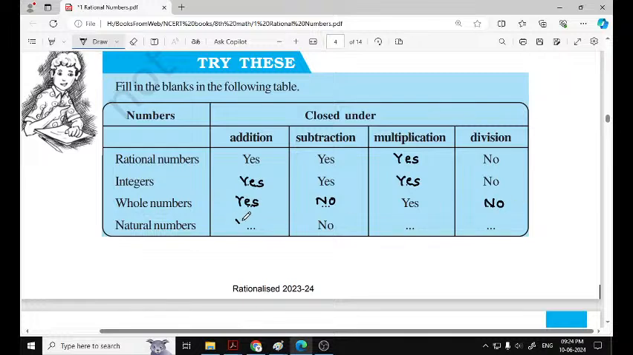Natural numbers are closed under addition, not closed under subtraction, closed under multiplication and not closed under division.